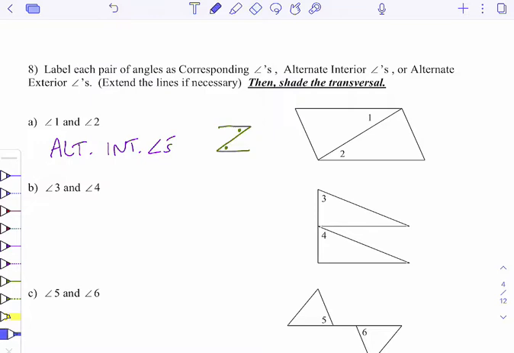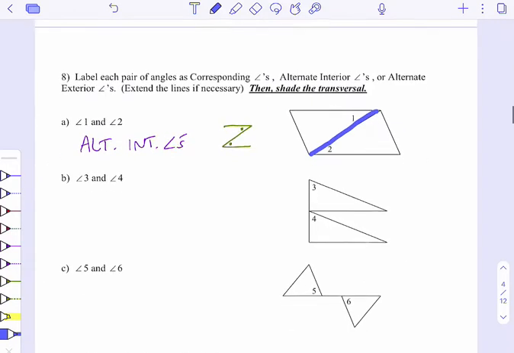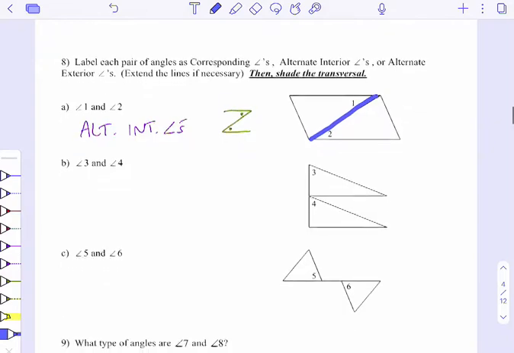And this is shade the transversal. The transversal is actually pretty easy. It's the only segment that hits both angles. There's angle 1, angle 2. That's the only segment that hits both. Okay, let's do 3 and 4.